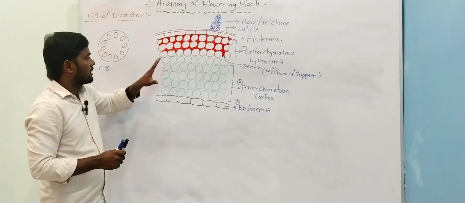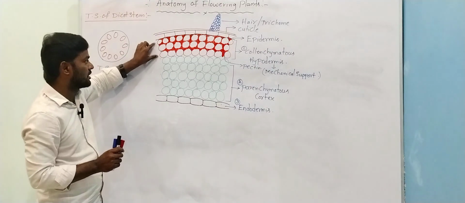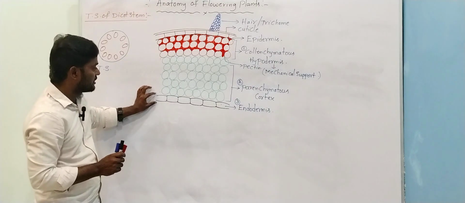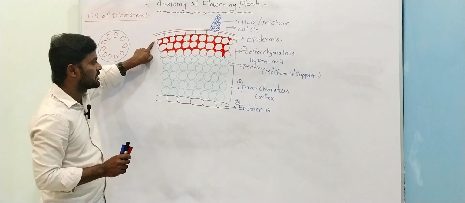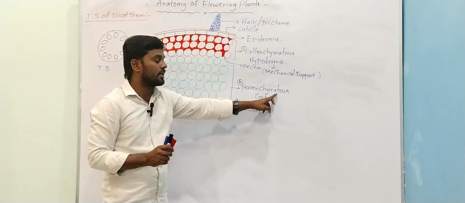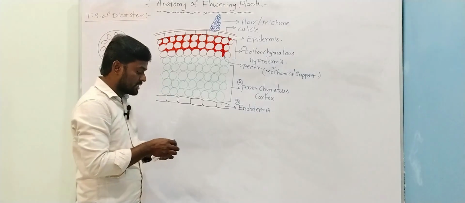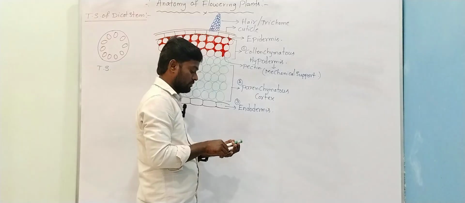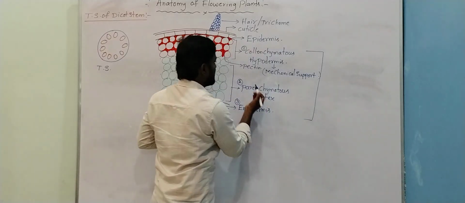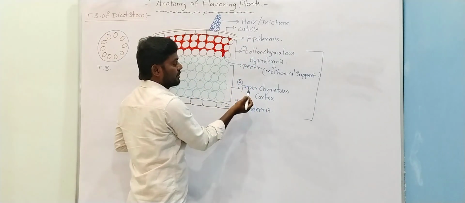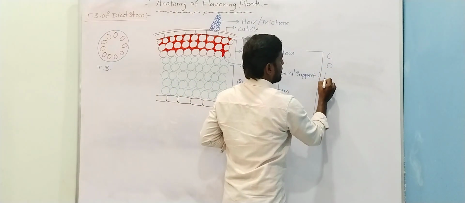The cortex region is divided into three zones. First one is collenchymatous hypodermis, second one is parenchymatous cortex, third one is endodermis. The outermost layer of the cortex is collenchymatous hypodermis, the middle layer is called parenchymatous cortex, and the inner layer of the cortex is called endodermis. These three layers together form the cortex.